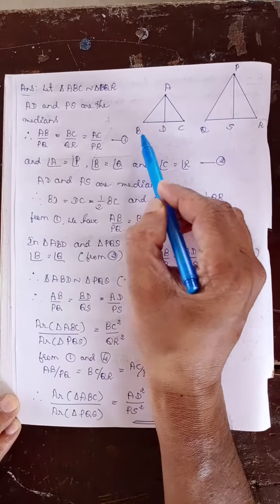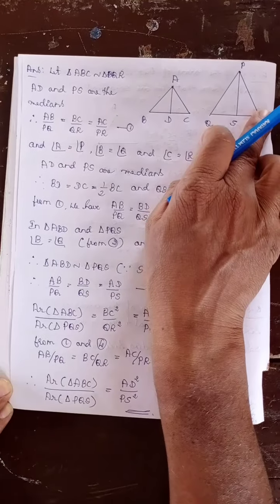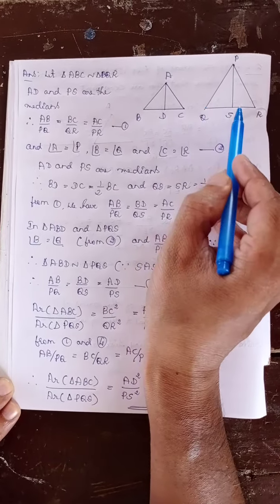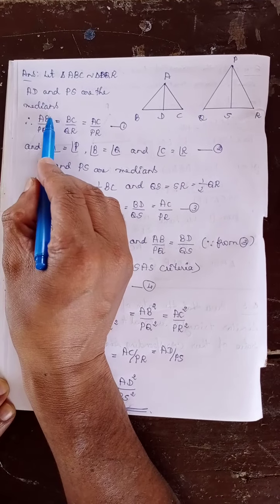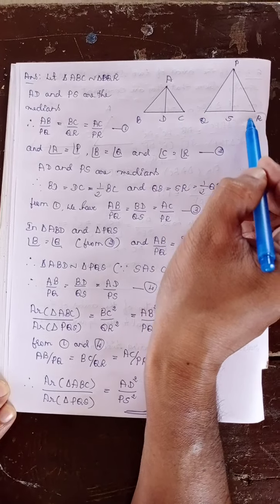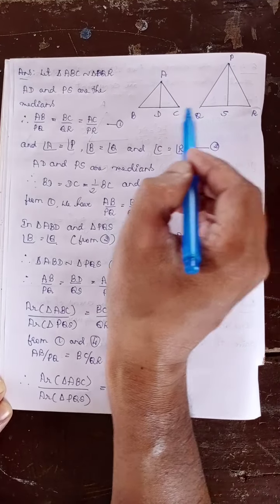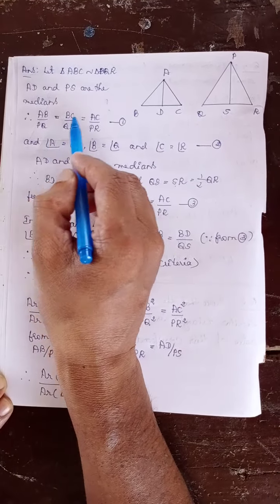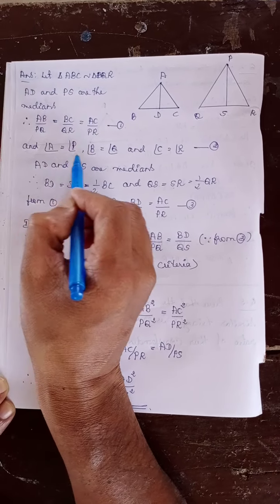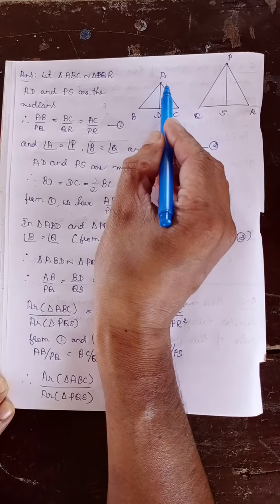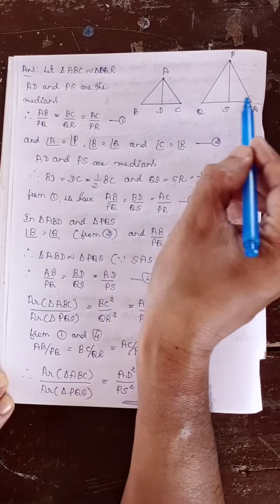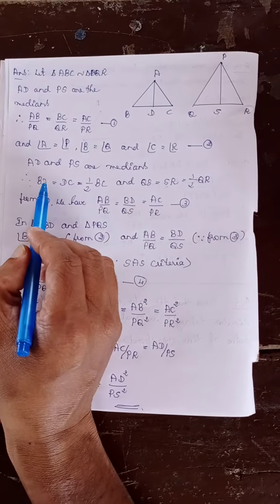Here we have the triangles ABC and PQR. AD and PS are the medians drawn. Therefore AB by PQ is equal to BC by QR is equal to AC by PR. If the triangles are similar, then their corresponding sides are in the same ratio. Take it as equation 1. Also their corresponding angles are equal. Angle A is equal to angle P, angle B is equal to angle Q, and angle C is equal to angle R. Take it as equation 2.